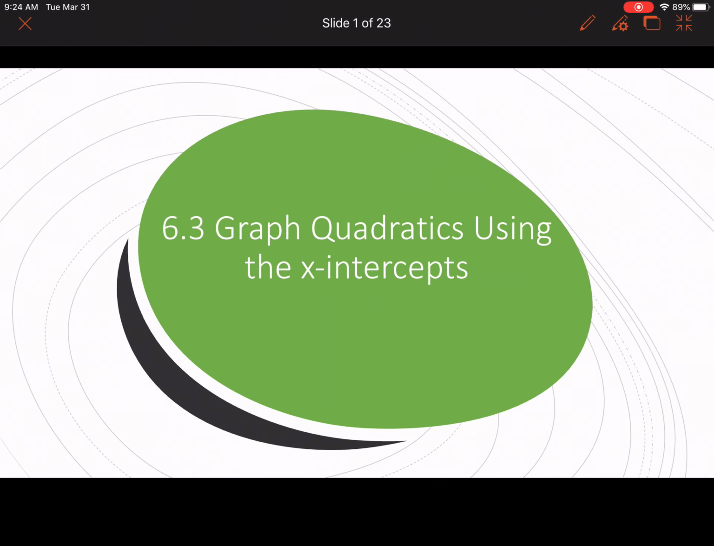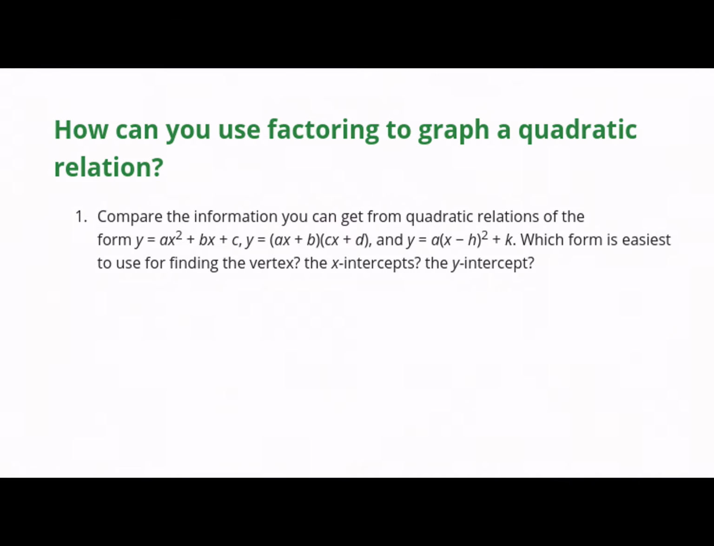All right, so we're starting 6.3, graphing quadratics using the x-intercept. So we're building on what we did yesterday. So how can we use factoring to graph the quadratic relations?